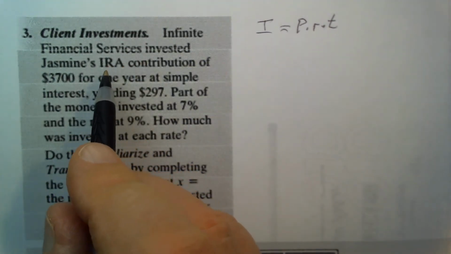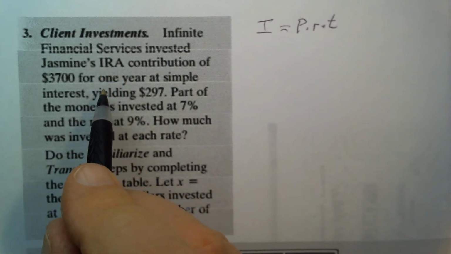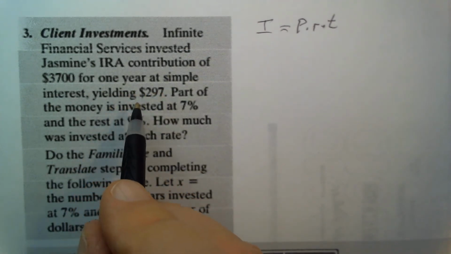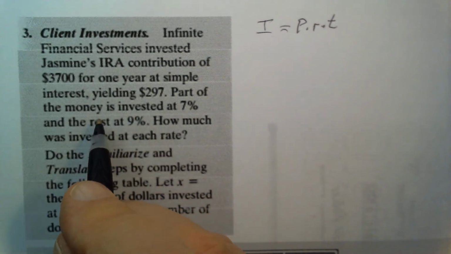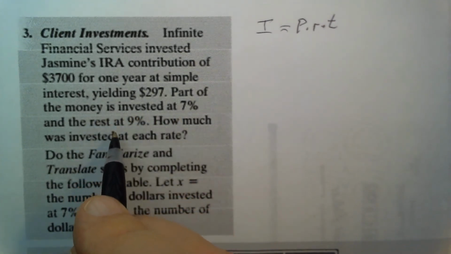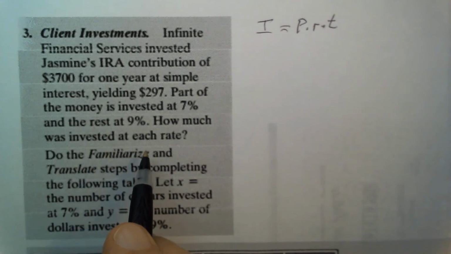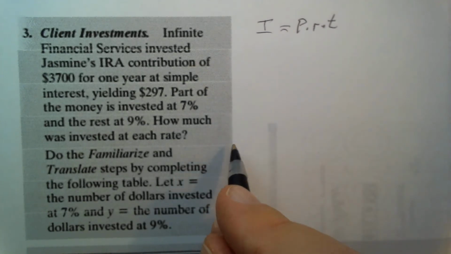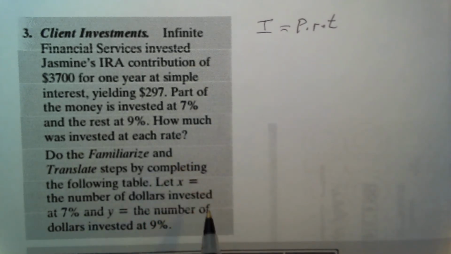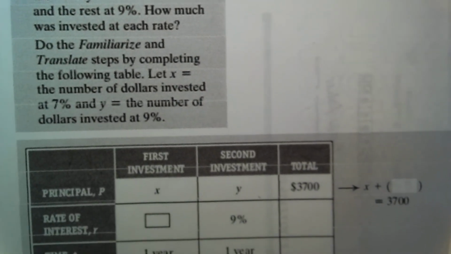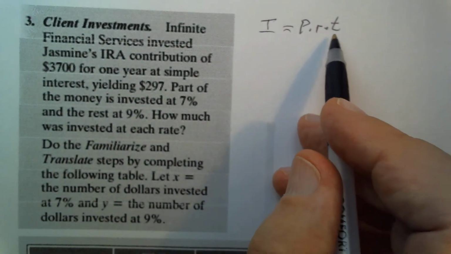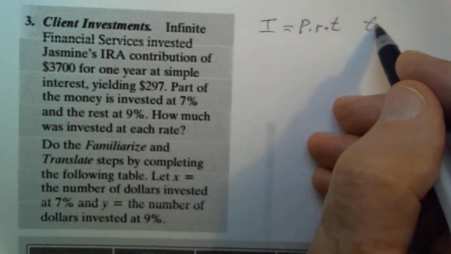Infinite Financial Services invested Jasmine's IRA contribution of $3,700 for 1 year at simple interest, yielding $297. Part of the money is invested at 7% and the rest at 9%. How much was invested at each rate? So here we have the interest coming from two investments. Here's the table, it's already set up. In this formula, I equals P times R times T, and T equals 1, because we're told it's for 1 year.